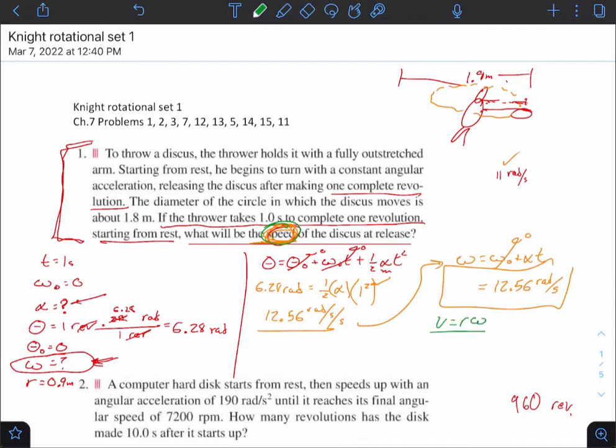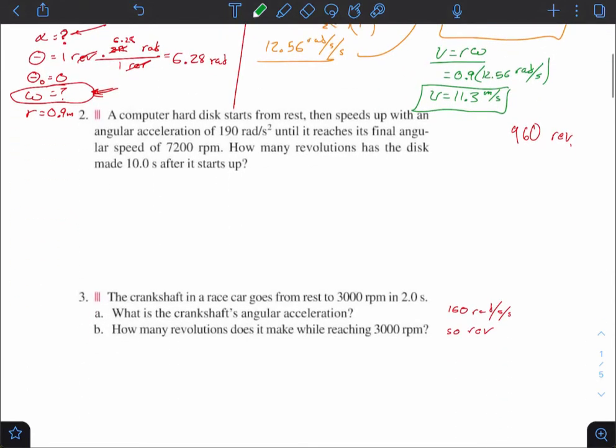So the radius of 0.9 times that angular velocity of 12.56 radians per second. And that should give you 11.3 meters per second. So please be cautious, and I'll try to do a better job being cautious myself moving forward.